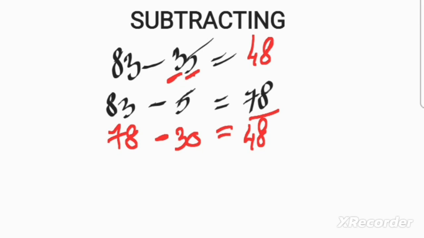So, what have I done here? I took the first number, 83, and I subtracted the units digit first of all. After that, from the result, 78, I subtracted the tens digits, 30, and the result is 48. This is an easy mental method in which you can do subtraction.